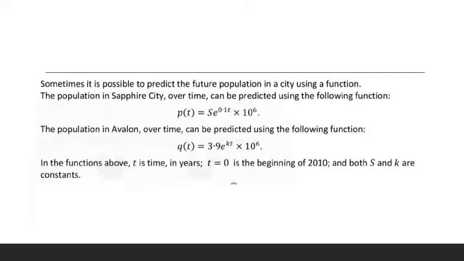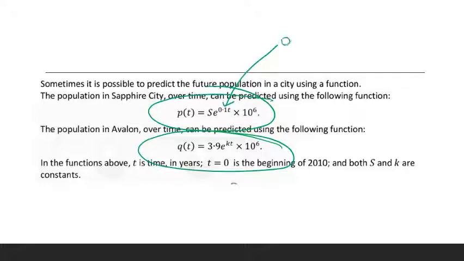If we have a look at this example, we've got two functions here, P(t) and Q(t), and I can see that the coefficient here is 0.1. 0.1 is greater than 0, it's a positive number, so this would be a growth model. If we have a look at Q(t), we actually don't know what the coefficient of t is. That's probably what you would have to find as part of the question. If k is positive, then it's growth, but if k were to be negative, then it would be a decay model.